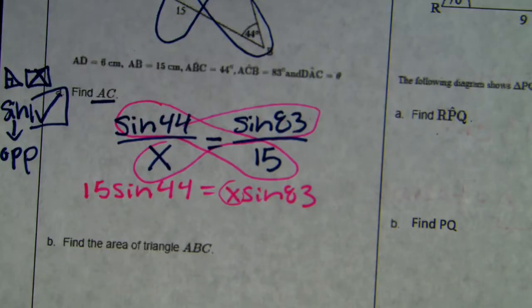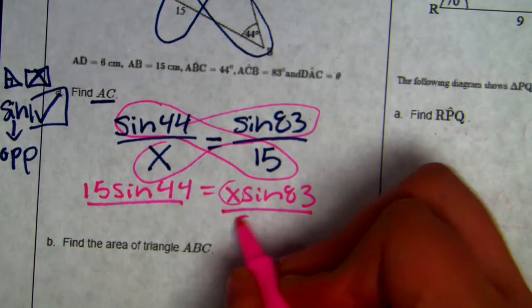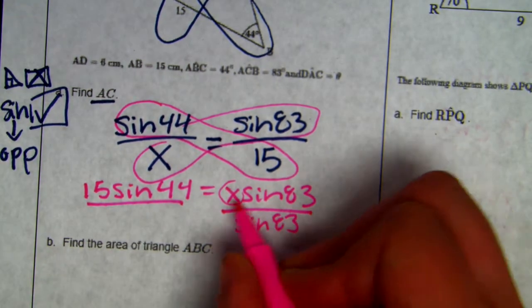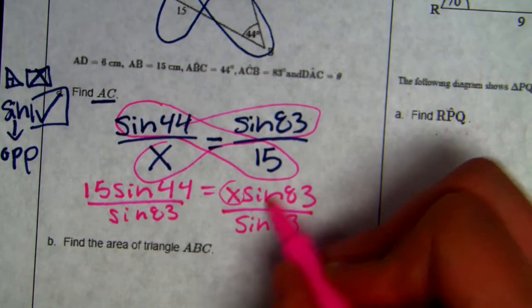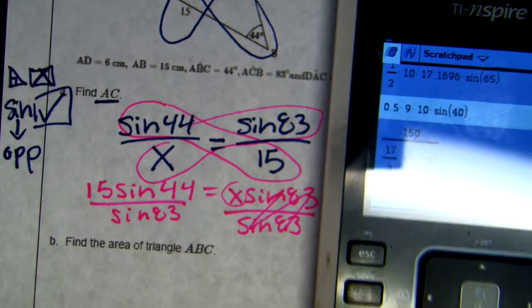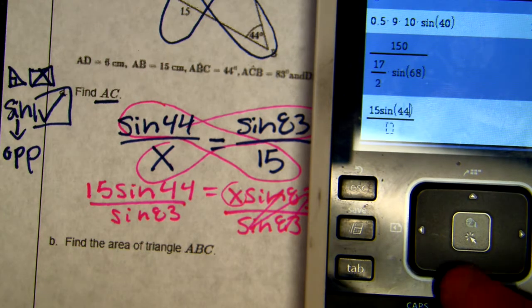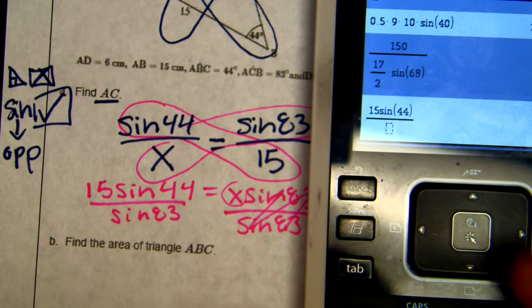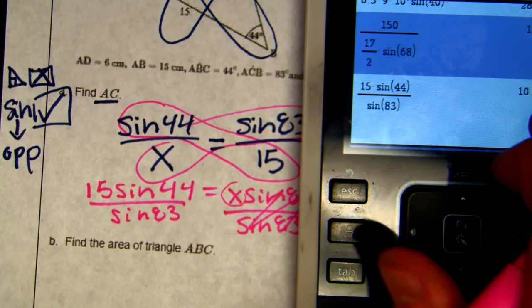I saw some mistakes on that today, so we just want to get the x by itself. That means we have to divide both sides by sine 83 to undo the multiplication happening between the x and the sine 83. So if we divide both sides by sine 83, I end up with 15 sine 44 divided by sine 83.